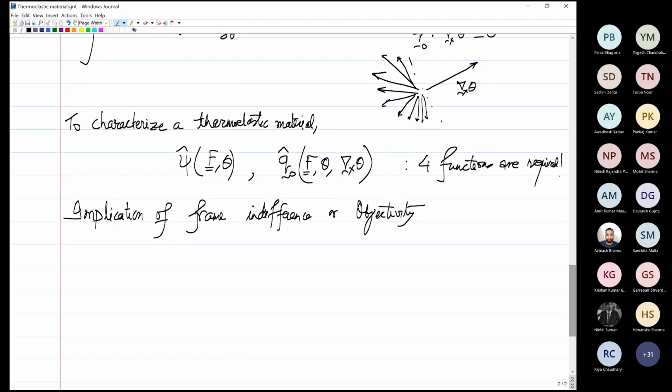So you know that in this case you have to look at two motions, y star and y, and they are related: y star of x comma t is equal to Q(t) times y of x comma t, right? So for the two motions, we know how psi should transform and how q naught should transform. We have already seen them.